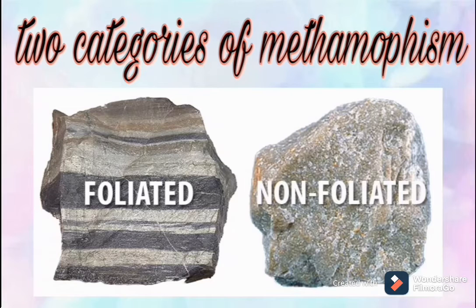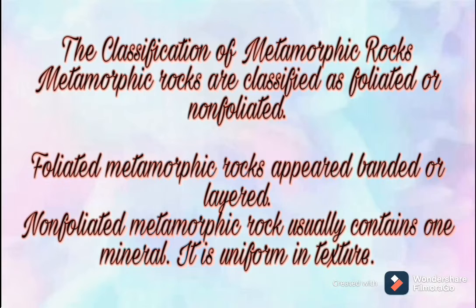Two categories of metamorphic rock. The classification of metamorphic rock: metamorphic rocks are classified as foliated or non-foliated. Foliated metamorphic rock appears banded or layered. Non-foliated metamorphic rock usually contains one mineral.